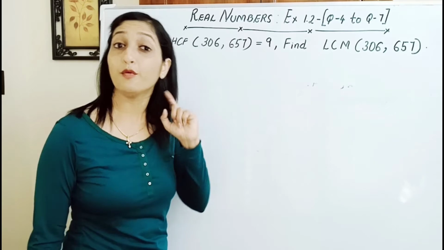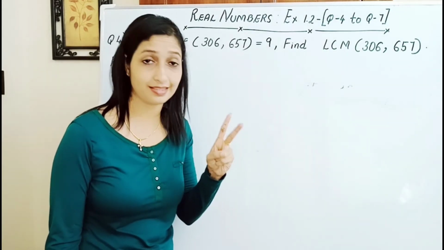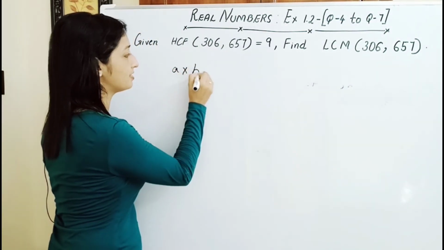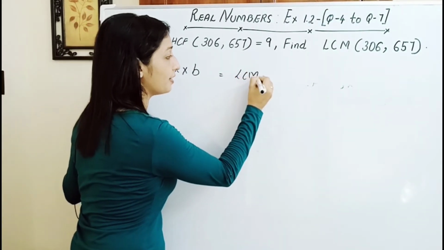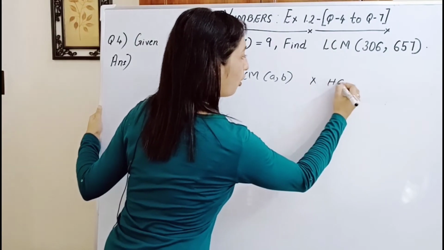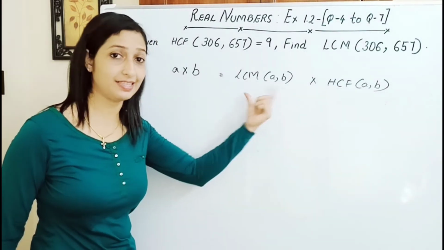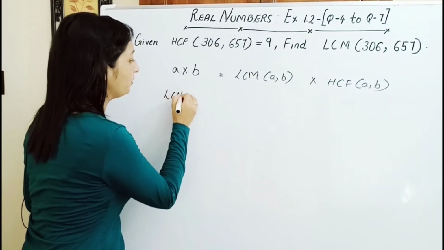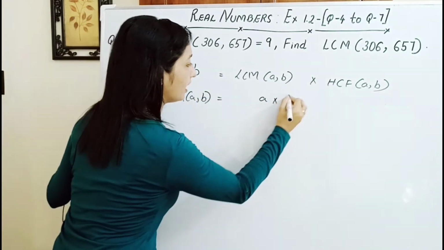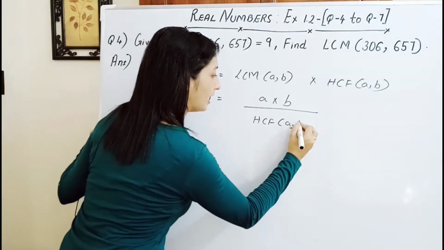How do we do that? We had discussed a formula in the last class, which was: if two numbers A and B are given, then the product of the two numbers is equal to LCM of A and B into HCF of A and B. Now from here, how can you get the LCM? So let's write in that form. LCM of A and B is equal to the product A into B by HCF of A and B.